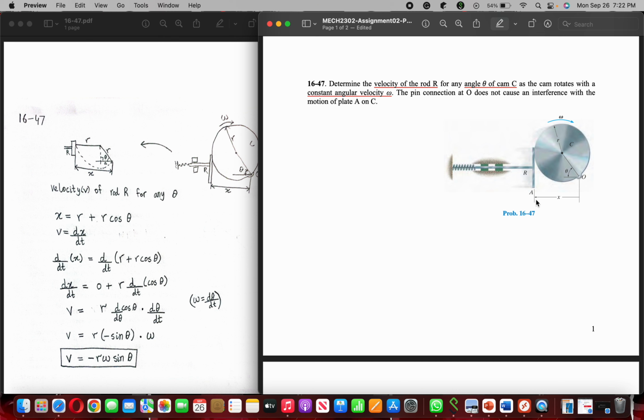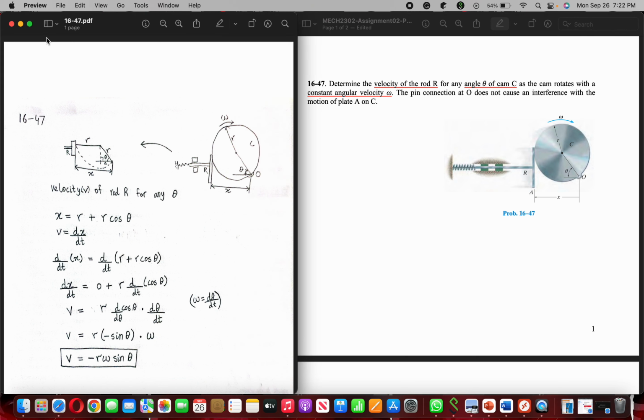And this is the value of X. So the value of X increases and decreases with the motion of the cam C as it rotates. So it depends on this angle theta.